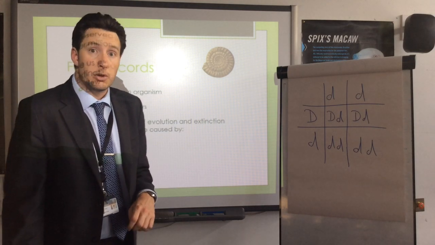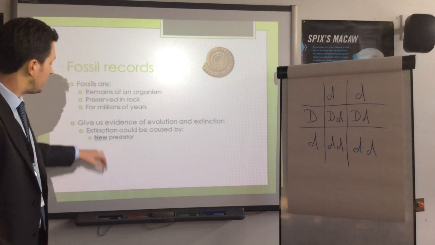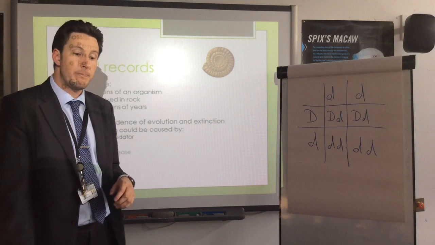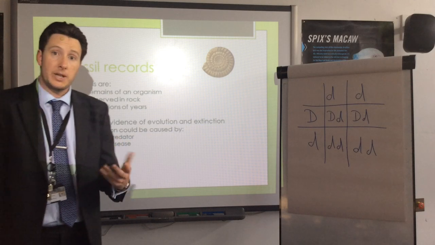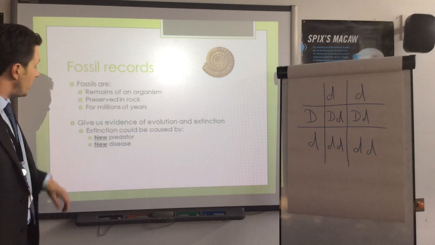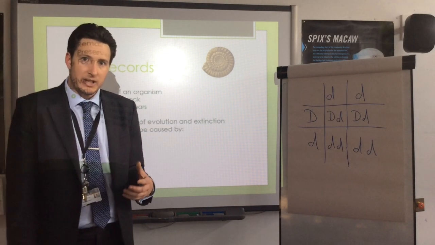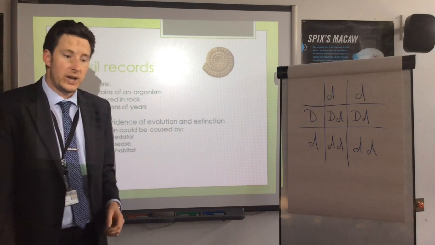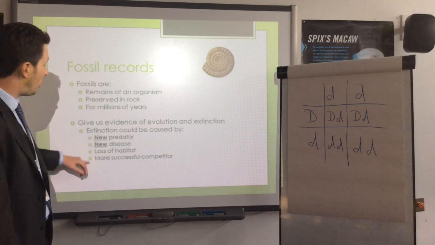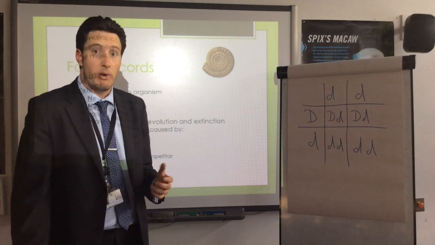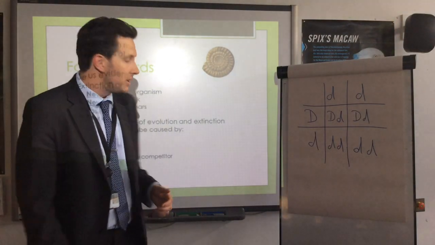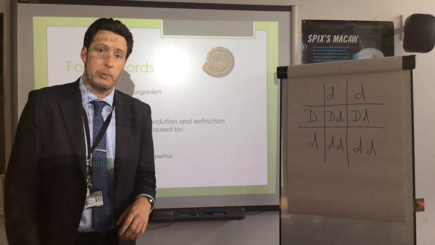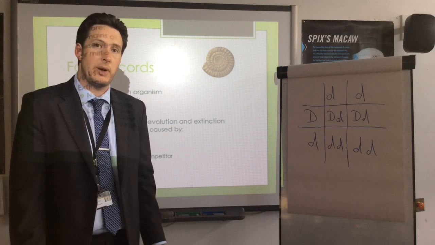Ways that animals or plants could go extinct could be that there's a new predator, but you have to say a new predator, you can't just say a predator. A new disease appears that wipes them out. It could be due to the loss of their habitat, due to a natural disaster such as an earthquake or volcano or tsunami, or a more successful competitor arrives that takes over, such as the grey squirrel taking over from our red squirrel and pretty much wiping it out because it's a more successful competitor.